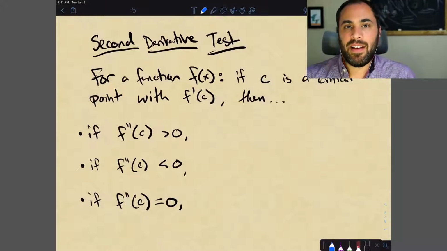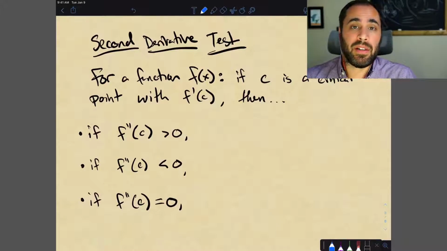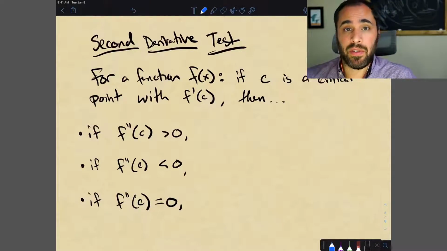Welcome back. In this video, we'll talk about the second derivative test. So this is another way that we can classify critical points. That is, points for a function where the derivative either equals 0 or doesn't exist.